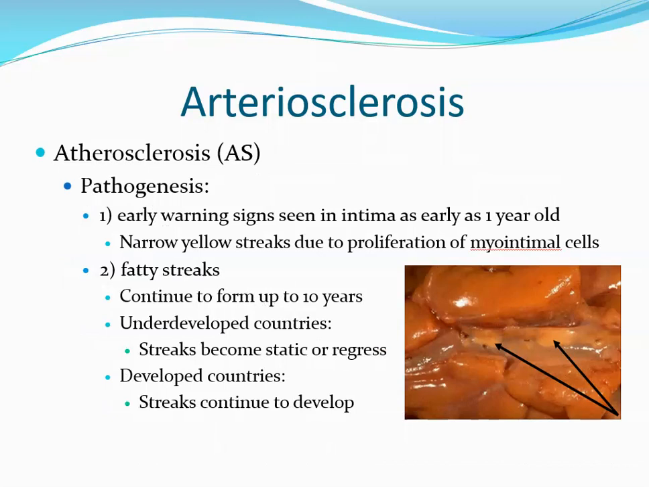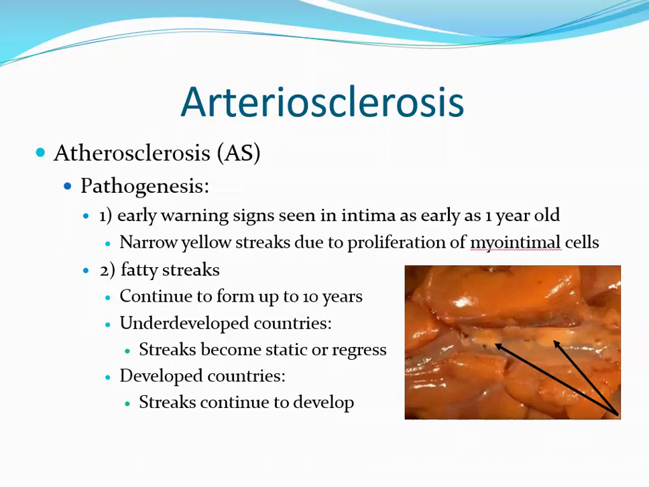How does this disease develop? Early warning signs can be seen in the tunica intima as early as a 1-year-old child. These will show up as narrow yellow streaks running longitudinally along the intima of the aorta. This is primarily due to focal proliferation of smooth muscle cells in the tunica intima. These are known as myointimal cells.